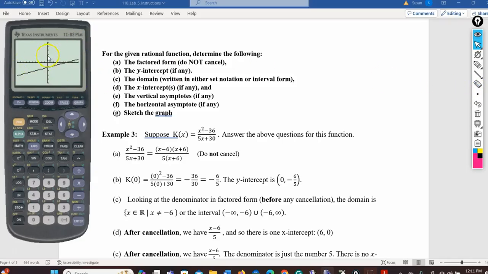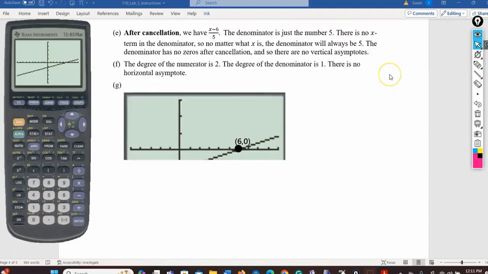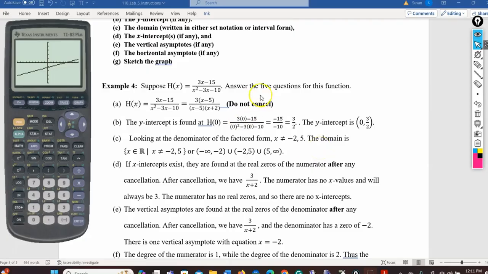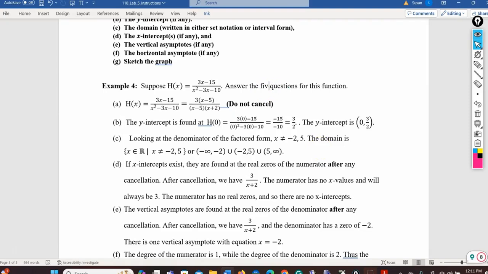So there is no vertical asymptote. There is no horizontal asymptote. We said that we had a y-intercept at 0, negative 6/5, so that's just a little bit below -1. That's checking out. And we said that there was an x-intercept at 6, 0. That looks to be definitely what's going on there. And that really is all there is to show, since there aren't any asymptotes of any kind. Okay, so here's how we would draw that one. Okay, and let's answer the above questions for this one.